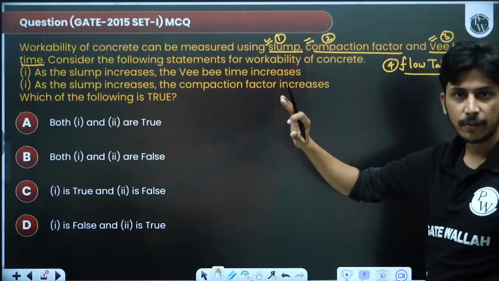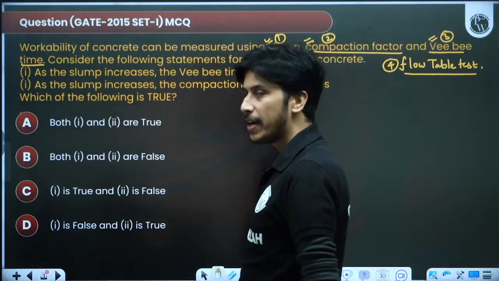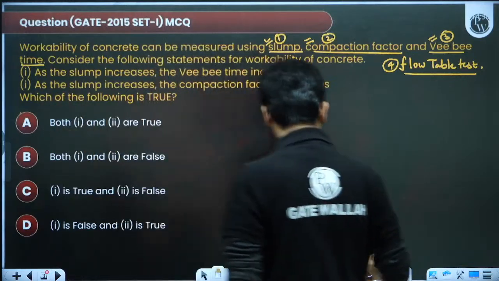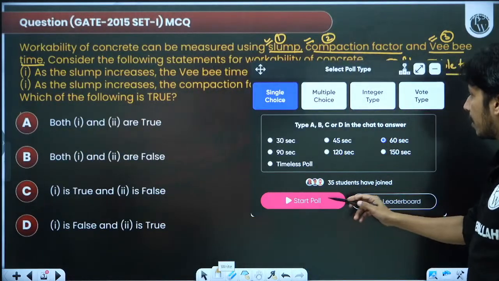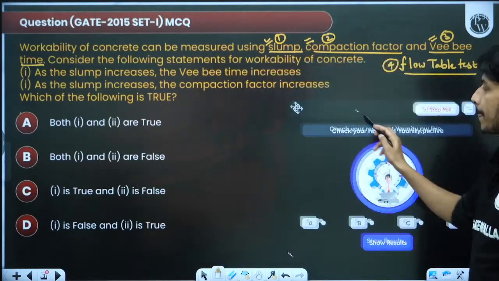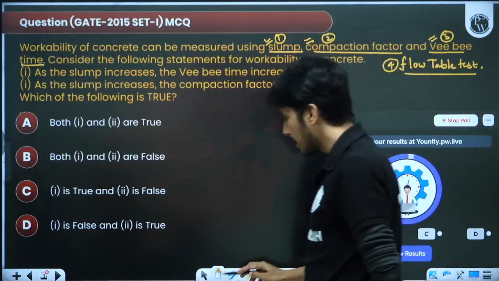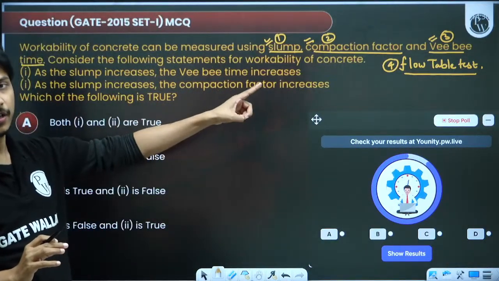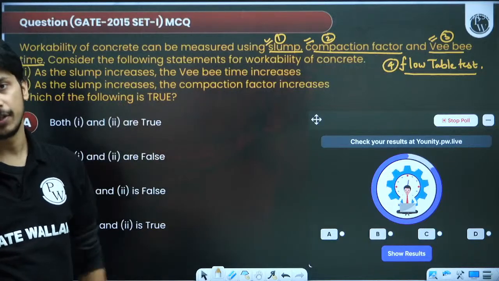Are you getting my point? Are you getting this? Tell me. So here, what is the answer? I'm creating a poll for this, ABCD, which is the answer. You can tell me now. So are you getting it now? You must know all the ranges. You must know the slump range, the compaction factor range, and the VB time range.